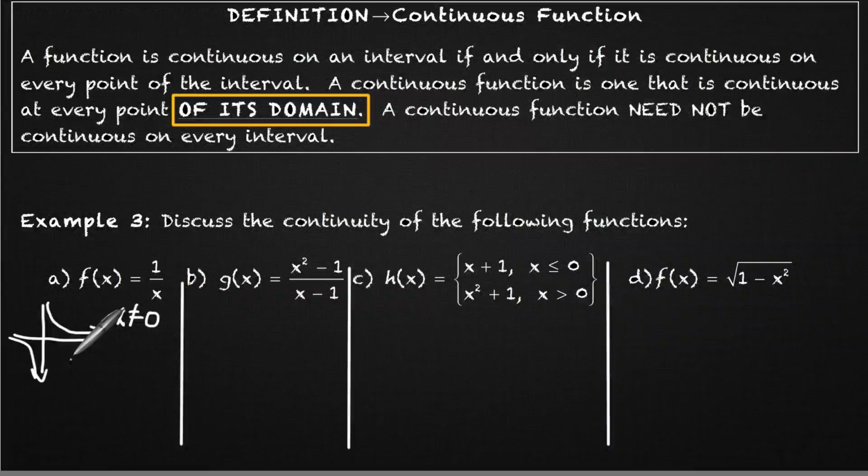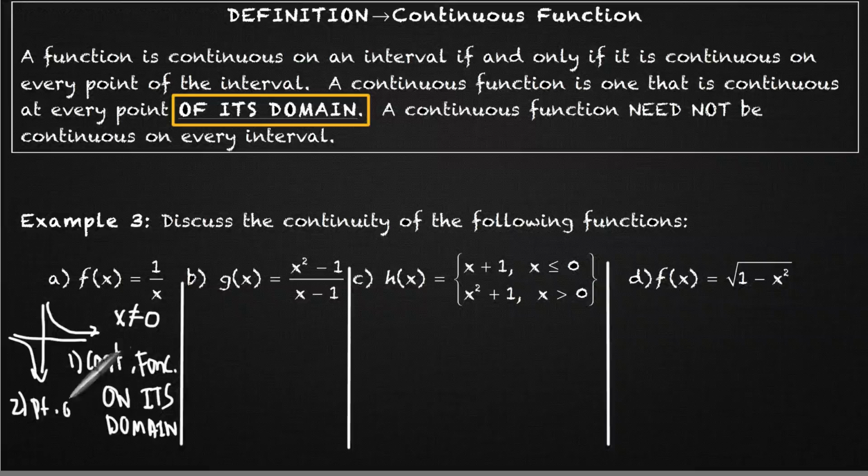So this would be considered a continuous function on its domain. But there is a point of discontinuity at x equals 0. Very confusing. There's a point of discontinuity at x equals 0, but according to this definition, it is a continuous function because the only point that it's discontinuous is a point that's not in its domain.